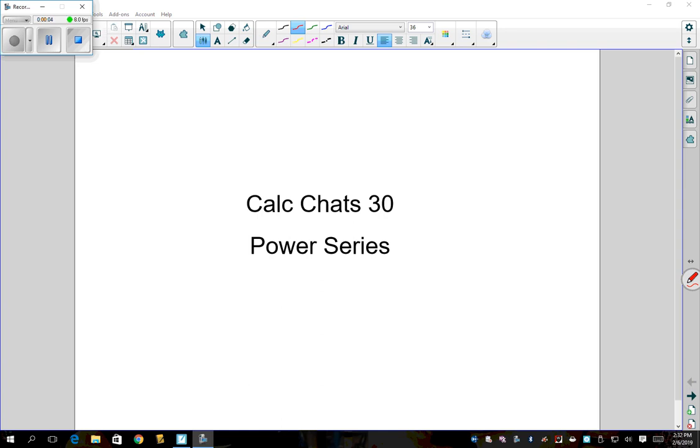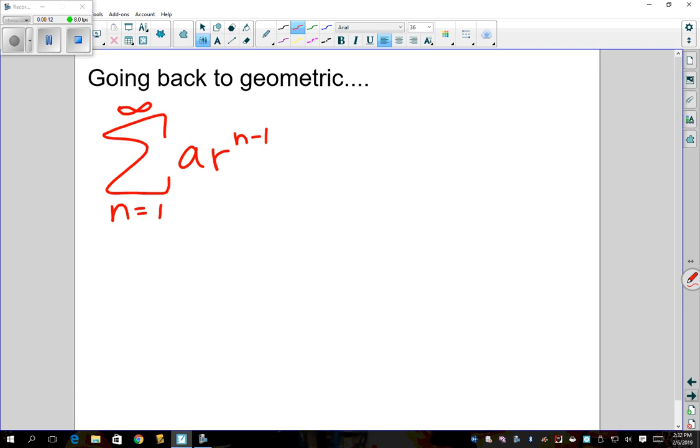Today we're going to be diving into power series, and we're going to be talking about how to find them and how to use them. We're going to take it back to our geometric series.